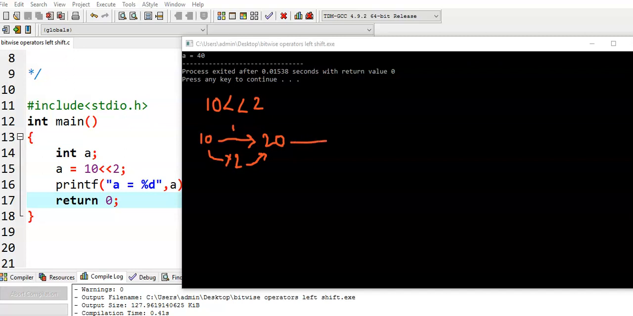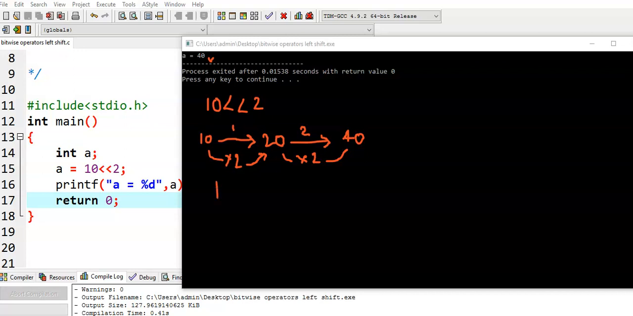But here it is shifted two times. So for one time shifting, its value becomes 20. And for the second time, this 20 is multiplied with 2. 20 into 2, we get the value 40. In this fashion, we get values when values are shifted to the left hand side. Whenever a value is shifted to the left hand side by one position, its value gets doubled. When 10 is shifted to the left hand side for the first time, its value becomes 20. And again when 20 is shifted to the left hand side by one position, its value becomes 40. So this is how we got the value 40.